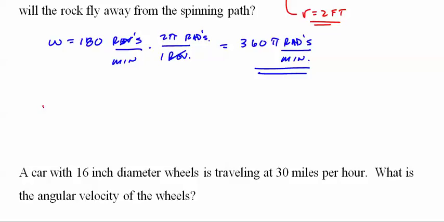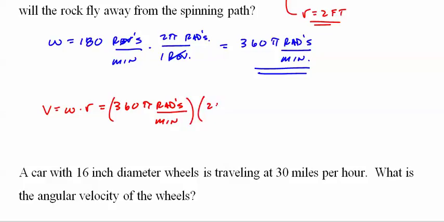So, V equals 360 pi radians per minute times 2 feet, which is 720 pi feet per minute. Well, how fast is that in miles per hour?